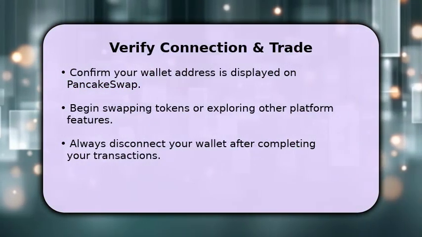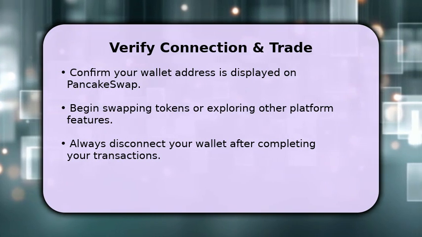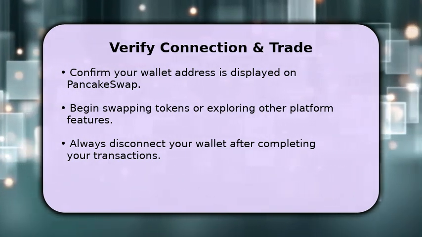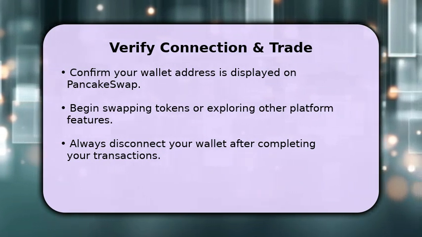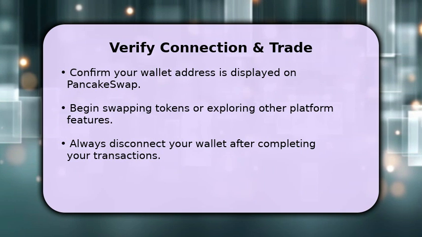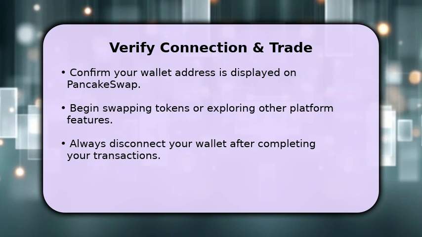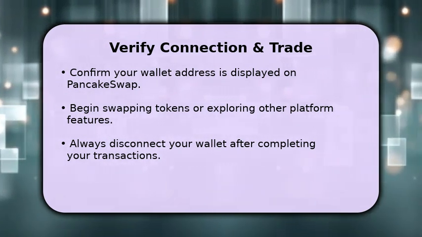Finally, verify your connection. After selecting MetaMask, you should see a confirmation prompt. Approve this, and your wallet address will appear on the Pancakeswap interface, indicating a successful link. You are now ready to swap tokens, provide liquidity, or engage with other features. For security, always remember to disconnect your wallet from Pancakeswap once you have finished your activities.